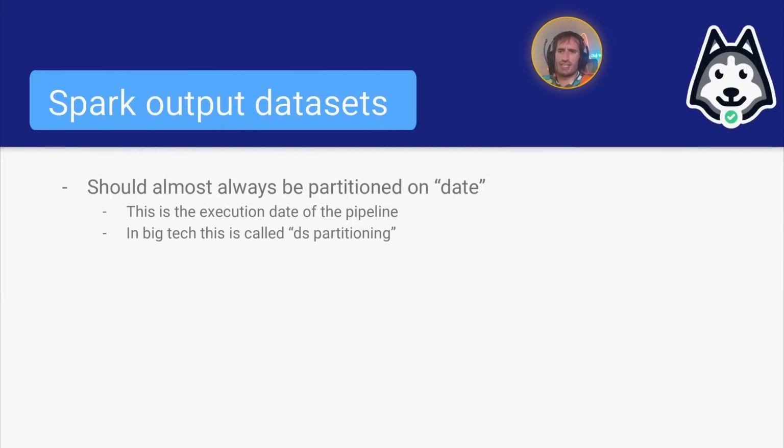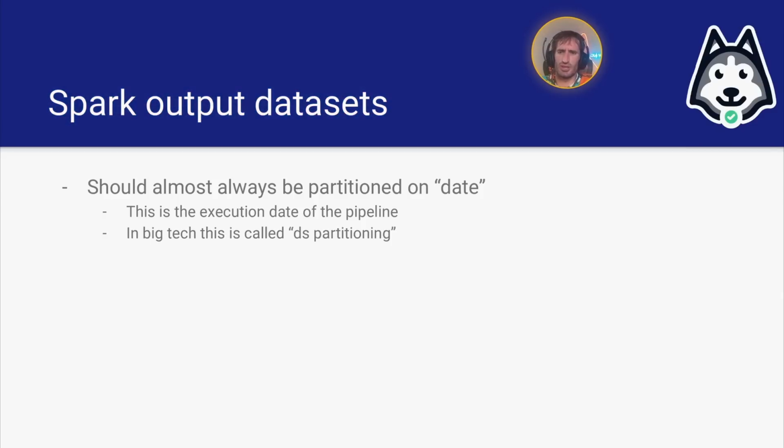So, Spark output data sets. Almost all data sets in Spark, when you output them, should be partitioned on date. This date should be the execution date of the pipeline, which, if y'all use Airflow, is the curly brace DS curly brace param. It's the date that you want to backfill or the date that you want to run the pipeline for. That date should be passed to Spark, and then Spark can write the right data accordingly. DS partitioning is very powerful. Definitely look that up if you're not familiar with it, because if you're not partitioning on date, your tables are going to get way too big and way too bulky. So good thing to remember.